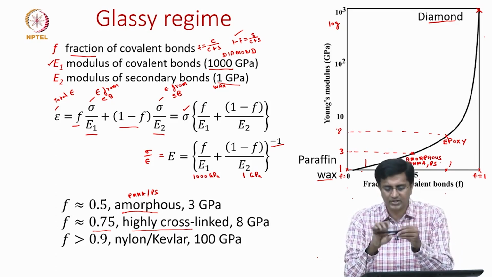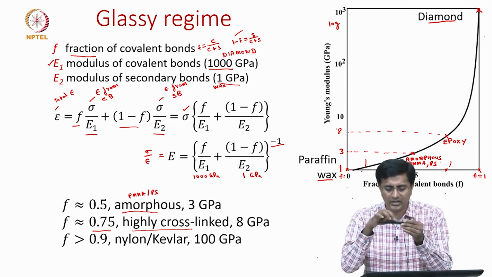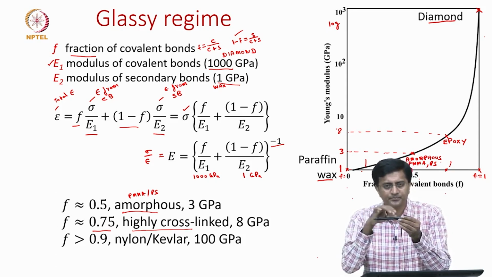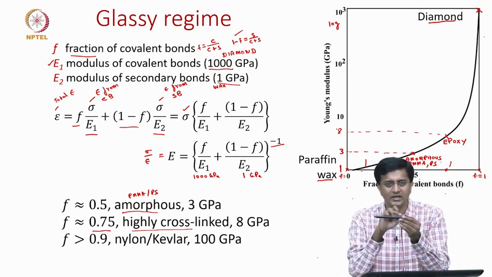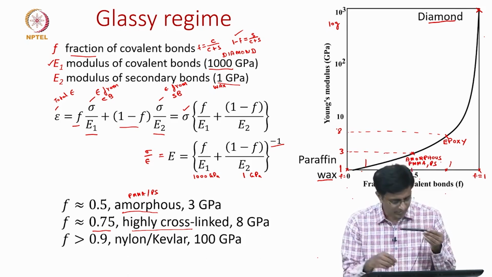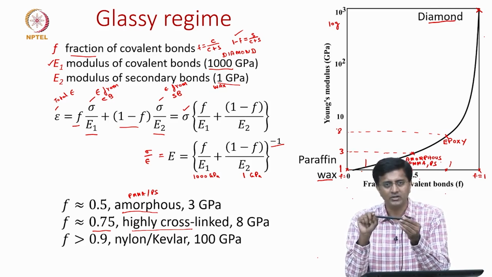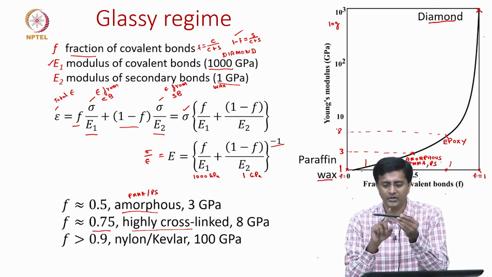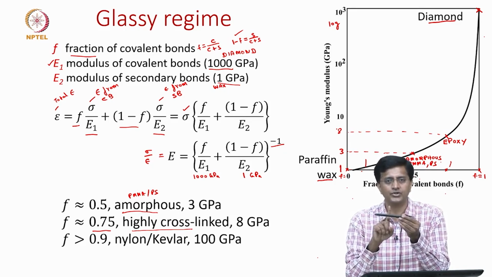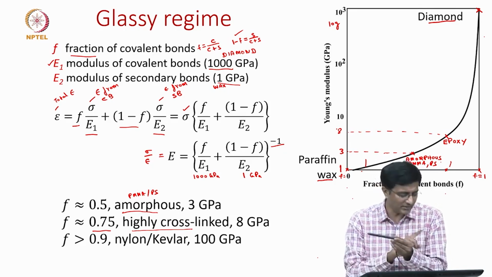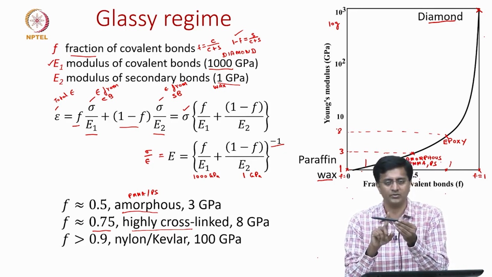So, in the direction, let us say this is the fiber and we are looking in the direction of the fiber, all the molecular chains are aligned. So, this value of 0.9 is only in the direction of the fiber. But if you are looking at directions perpendicular to the fiber, that is when we will find most of these secondary bonds, and this value of F will be very small.